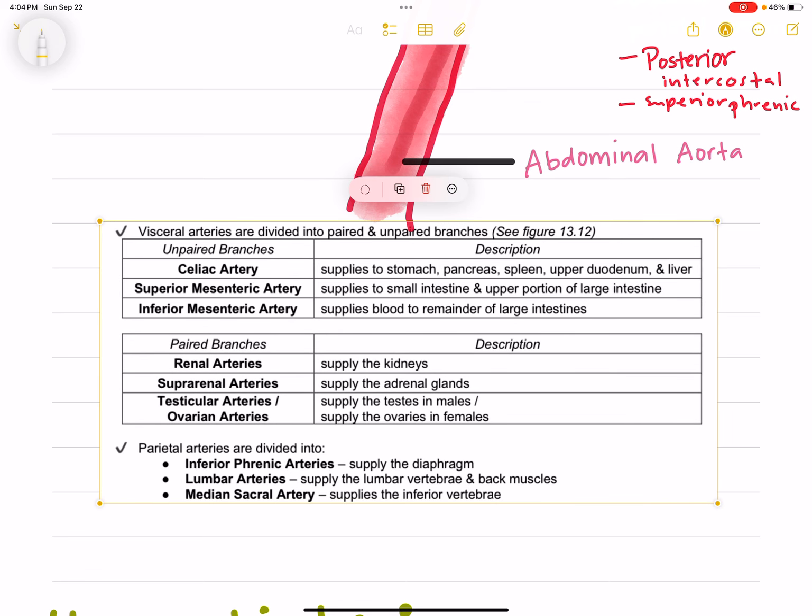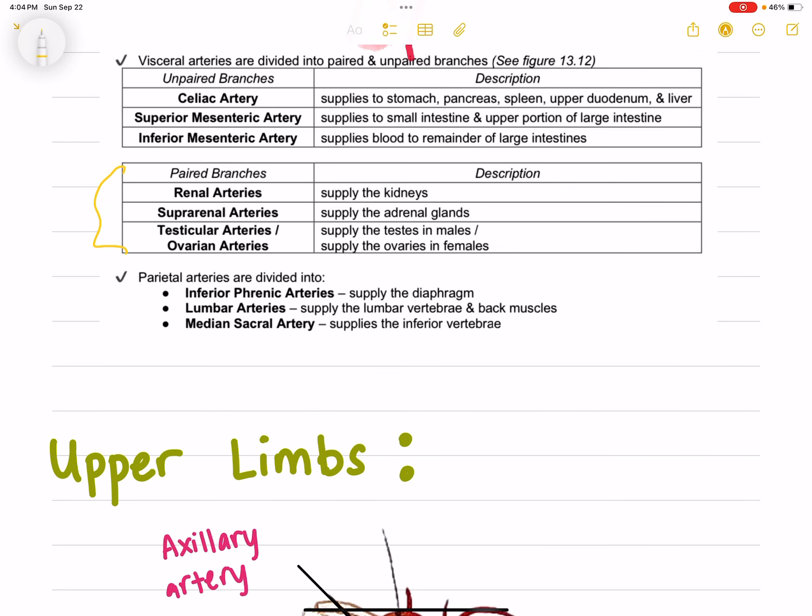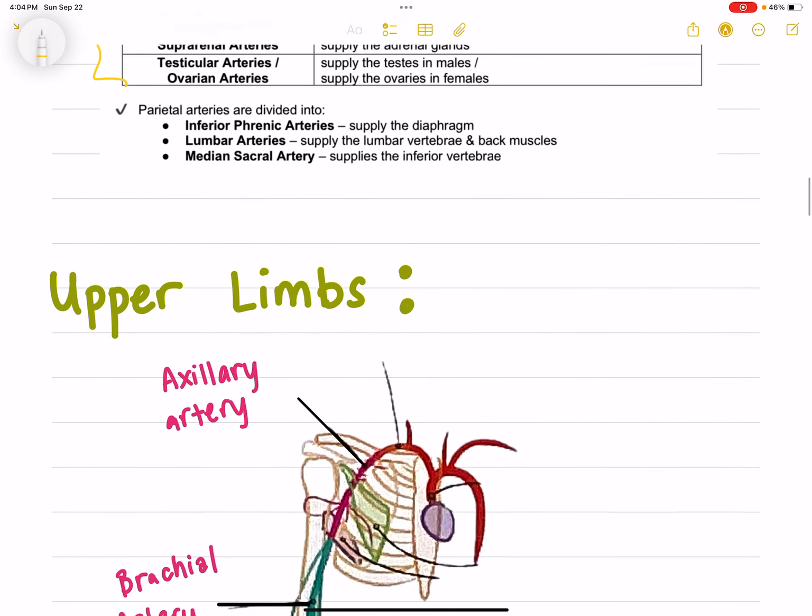So, ari naman sila ang mga paired. Okay, so ang renal arteries naton, suprarenal, testicular arteries, ovarian, meaning may pair sila both side, right and left. And sa parietal arteries naman naton are divided into inferior phrenic arteries, so go-supply sa diaphragm, lumbar arteries, go-supply sa lumbar vertebrae and back muscle, median sacral artery, supplies the inferior vertebrae.